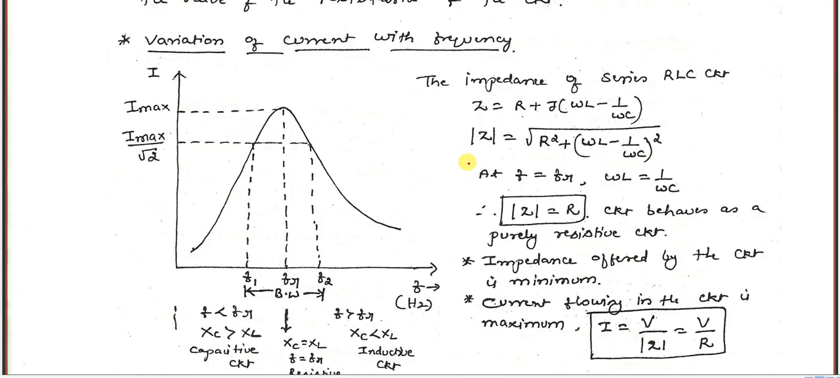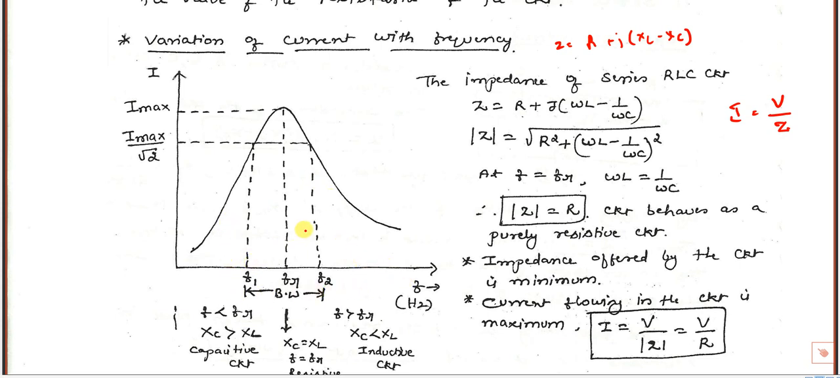Here we have Z is equal to R plus j(XL minus XC), and current is given by I is equal to V by Z. So we are drawing a graph of current versus frequency. It is a variation of current for different values of frequency.